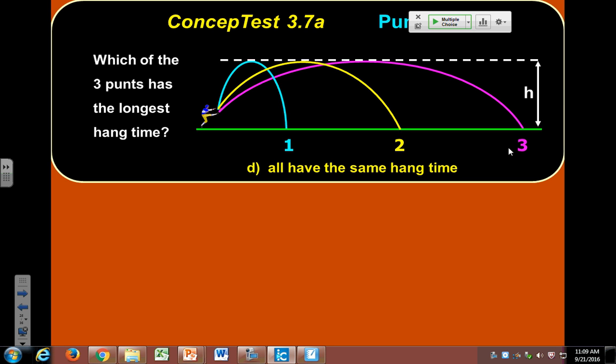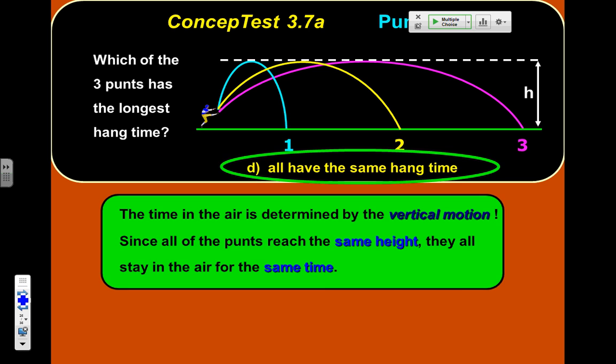The x displacement has to do with other things like the angle and the initial velocity, but not with the hang time. The hang time is only dependent upon how high it goes. If it goes higher, it's in the air for a longer amount of time. So D is the right answer here.